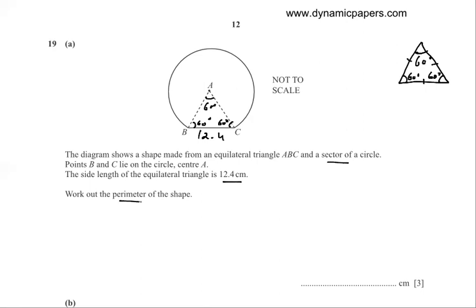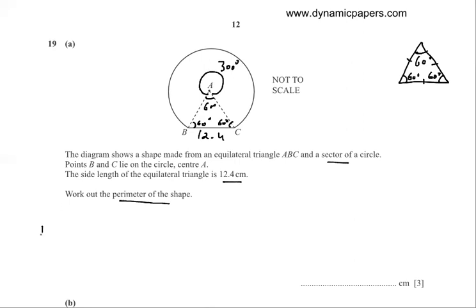Work out the perimeter of the shape. For perimeter, you always need the outer boundary. You need this side and you need this arc length. To find this arc length, we need the angle at the center for that arc. If this is 60, what is the remaining angle? 300, because the total angle at the center should be 360. So if this is 60, the remaining angle is 300. It means this arc BC makes an angle of 300 degrees.